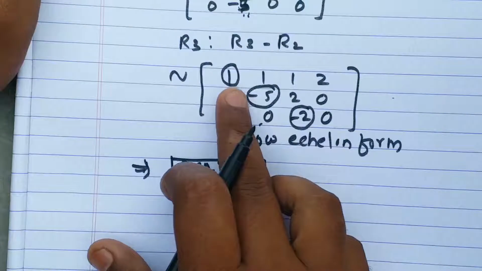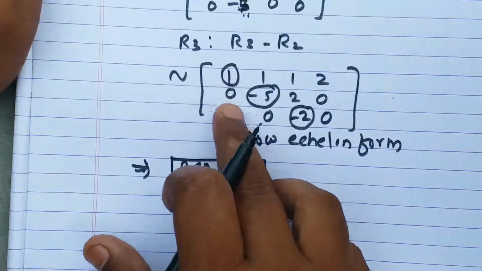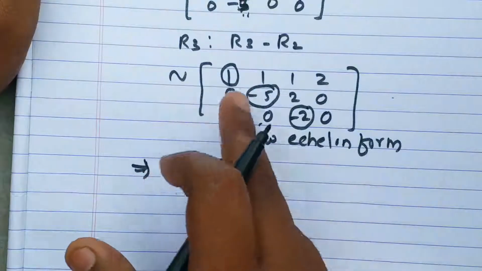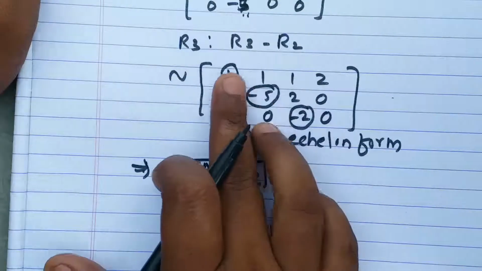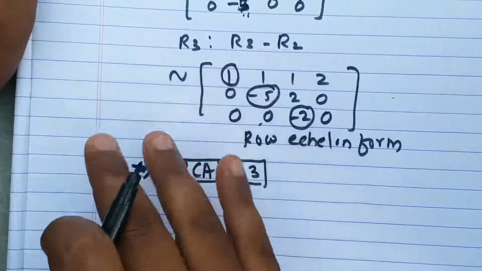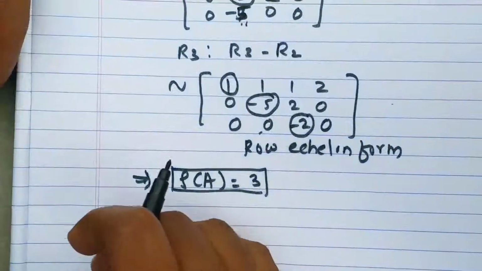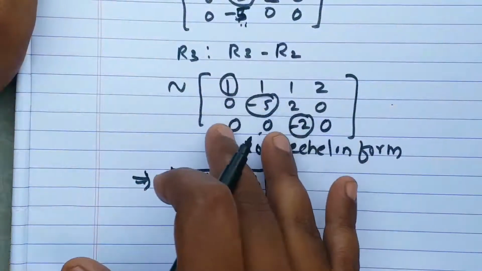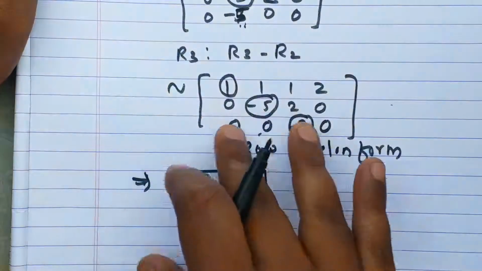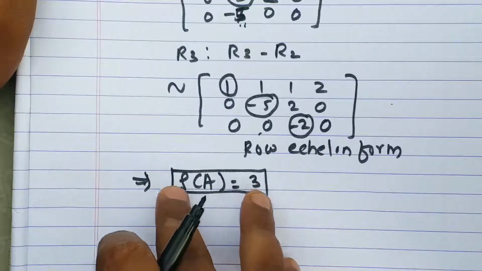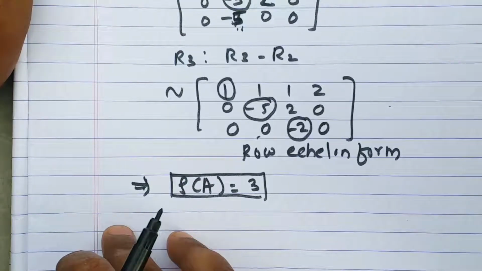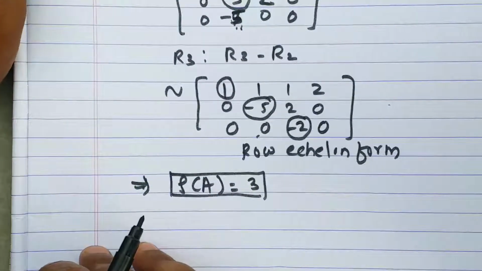After making the entries below this pivot entry 0, we need to check the next pivot entry, and the next row's pivot entry must appear to the right of the previous row's pivot entry. That care you have to take, and just keep on applying transformations until you get the row echelon form. Once you get the row echelon form, stop there and just count the number of non-zero rows in that row echelon form, and that will be your final value of the rank.